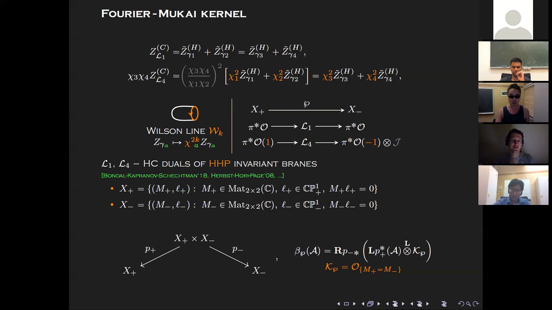And if we look at the math papers, we will find that this transition between sheaves on X plus and X minus is governed by the Fourier-Mukai transform with this particular kernel, that is the structure sheaf of the locus where m plus equals n minus. Sorry, here it should be m transposed.